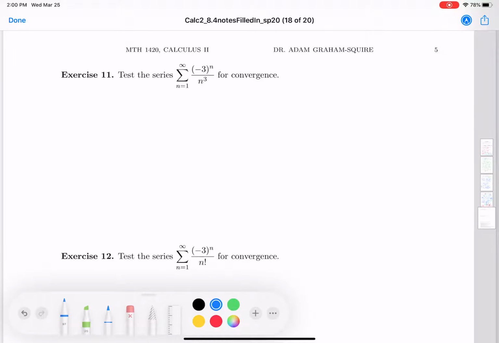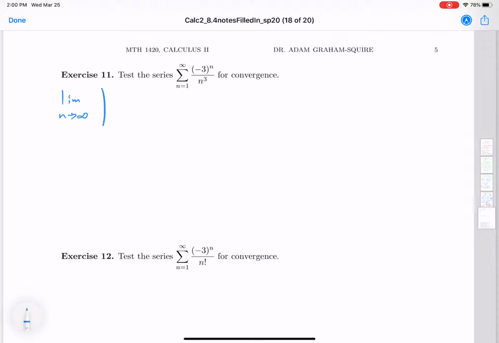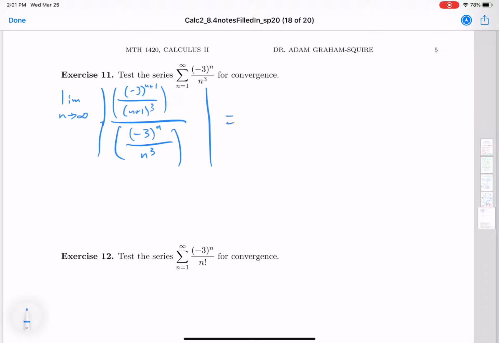All right, so exercise 11, I'm going to do the limit as n goes to infinity of the absolute value. My a sub n plus 1 is going to be negative 3 to the n plus 1 over n plus 1 cubed. And I'm dividing that by negative 3 to the n over n cubed. My absolute values are basically going to turn all those negatives positive. So this is the same thing as the limit as n goes to infinity, and I'm going to multiply by the reciprocal here.